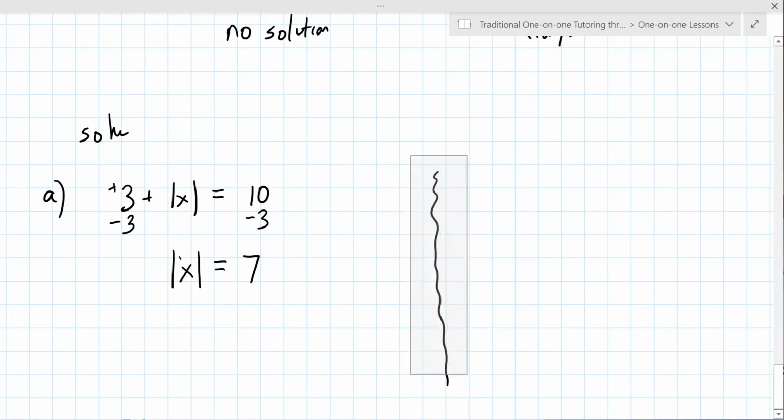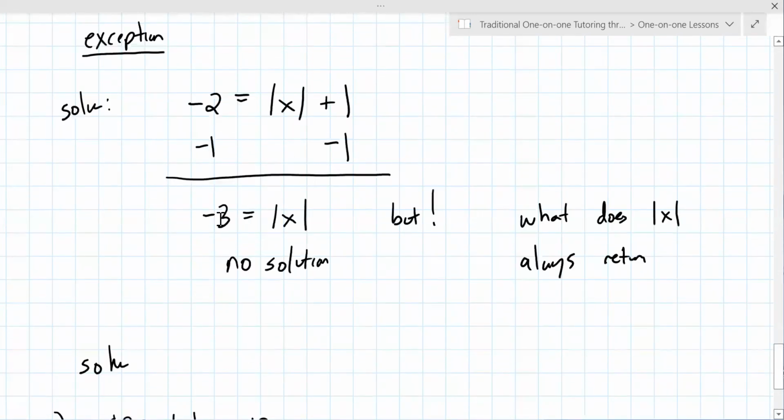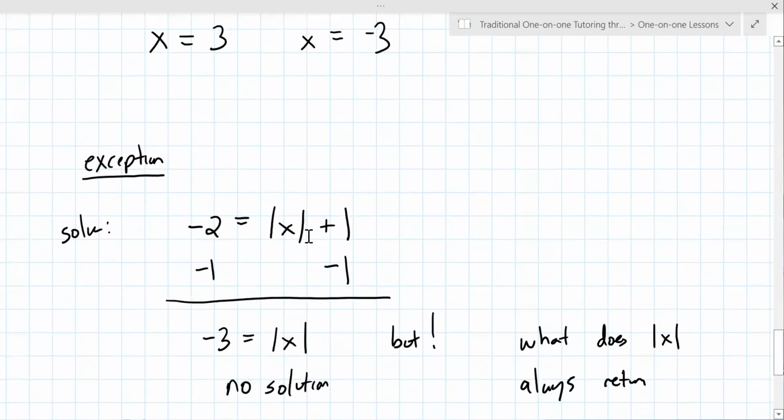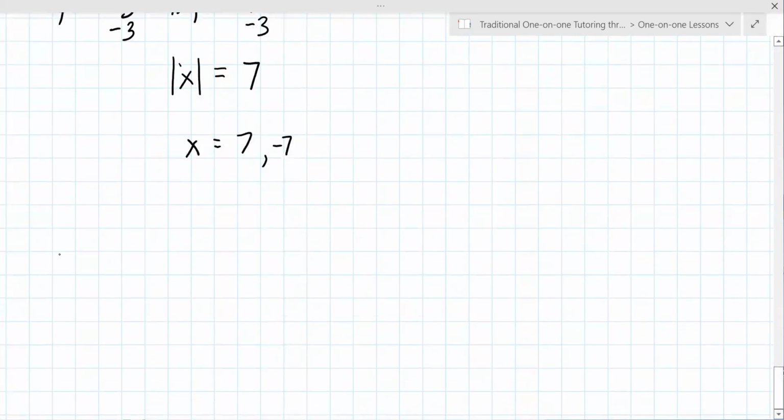Do you have an answer for me? Yeah, x equals 7, x equals -7. Very good. So you look at the side with the absolute value of x. I thought it was always on the right. I don't know why. The problems that we've been working on have always had it on the right, but you have to remember it doesn't matter which side it's on.